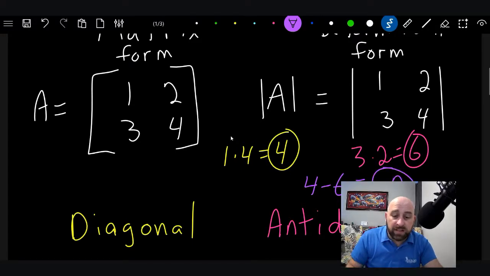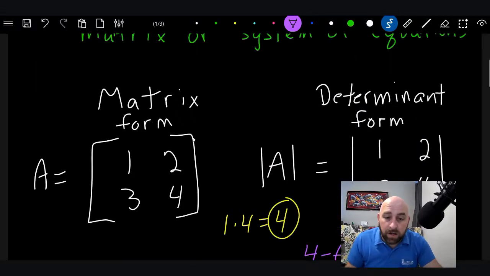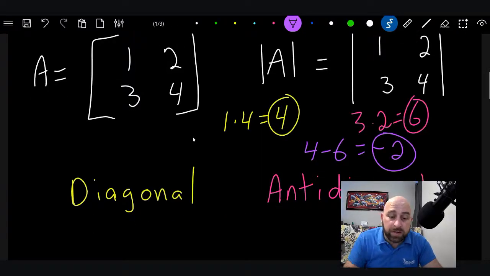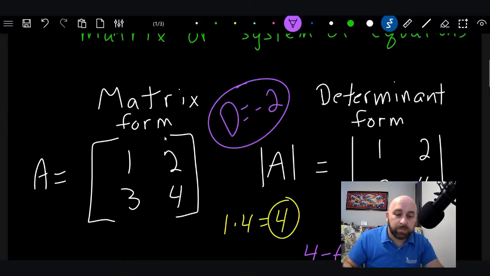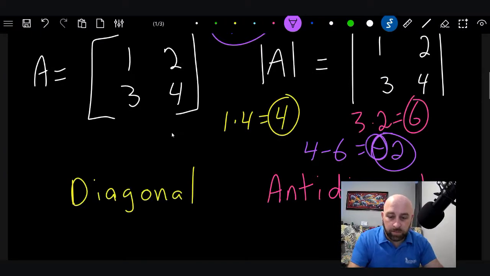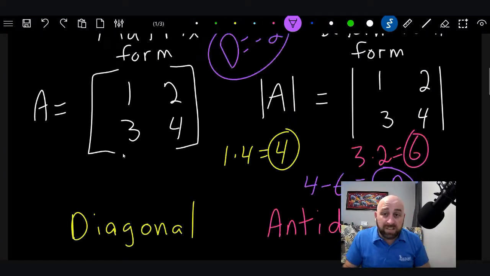In this case, our determinant is going to be negative 2. So we could put determinant equals negative 2. Okay, that was a negative 2. What does that tell us?